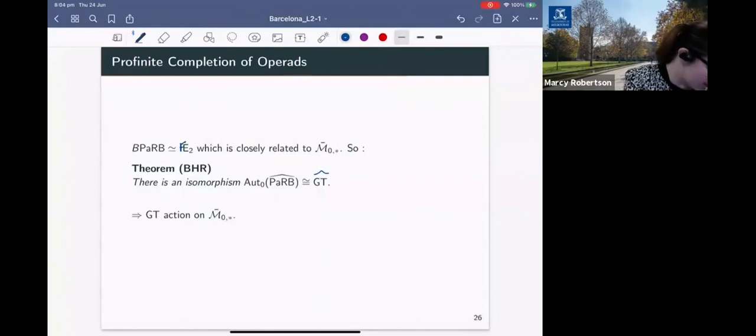And I should say this little arrow is doing some pretty heavy lifting. It's not a direct thing. It just goes in one direction.